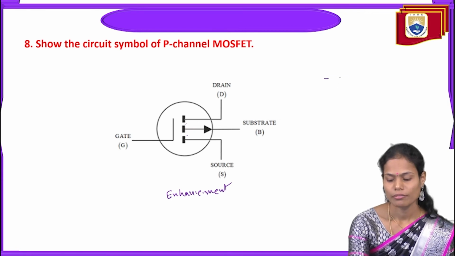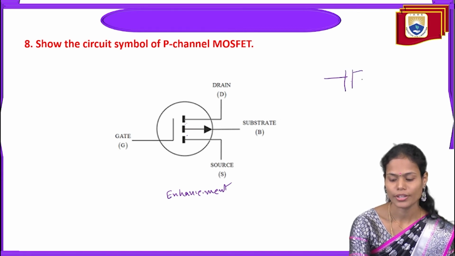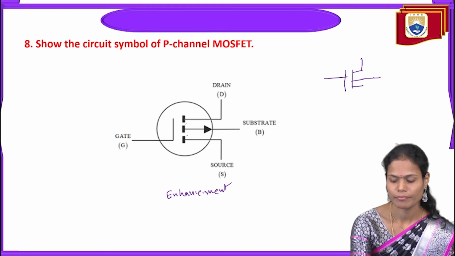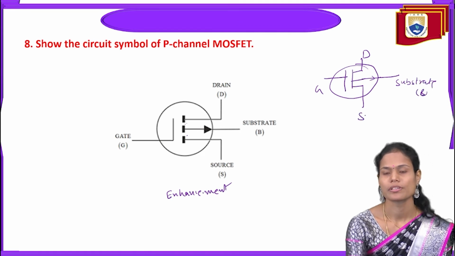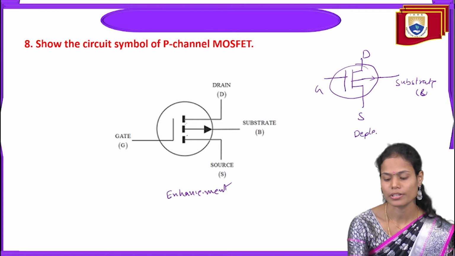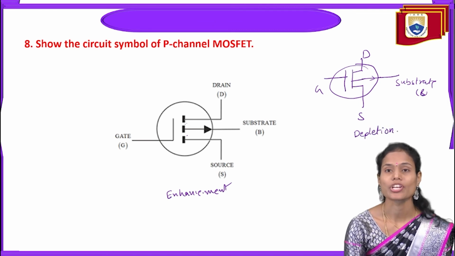If you want to draw the depletion type MOSFET, the symbol is like this. This is drain, gate, substrate and source. So this is in the case of a depletion type P-channel MOSFET.